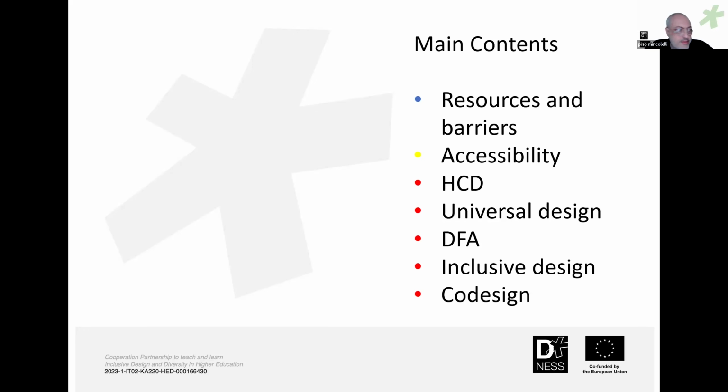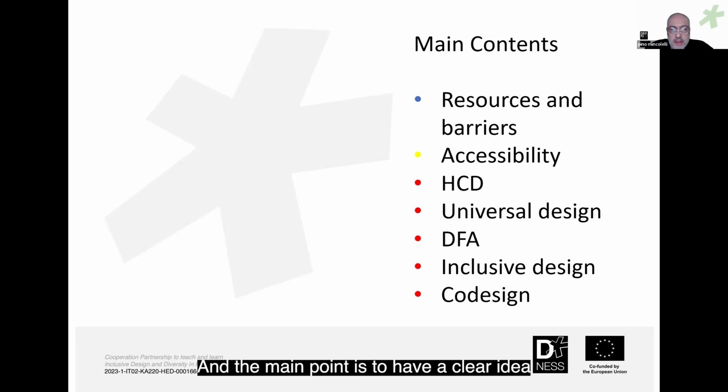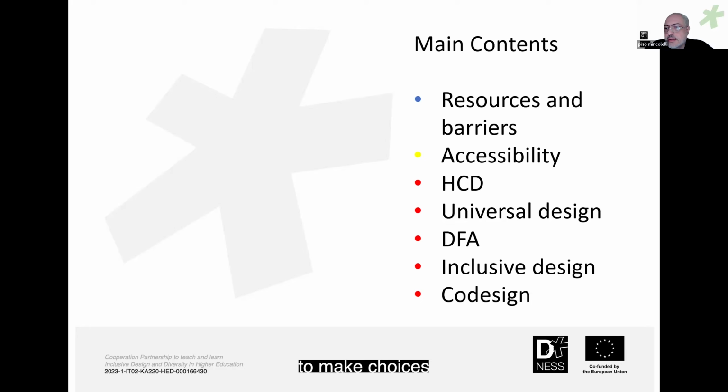And the main point is to have a clear idea about inclusion and exclusion, to make choices when you design something, anything, with the purpose of being inclusive or exclusive. And the result is not taken for granted. You see, it's a complex question.